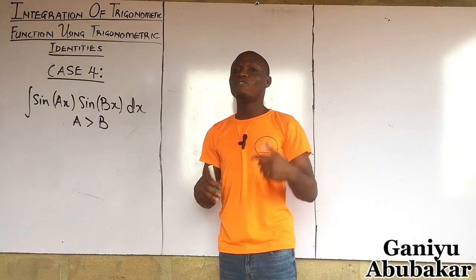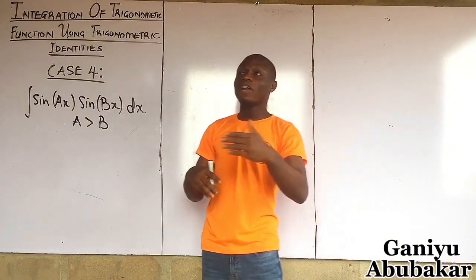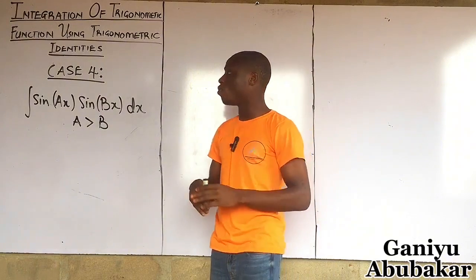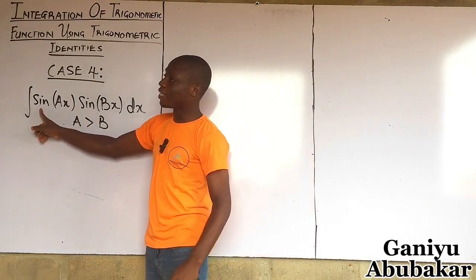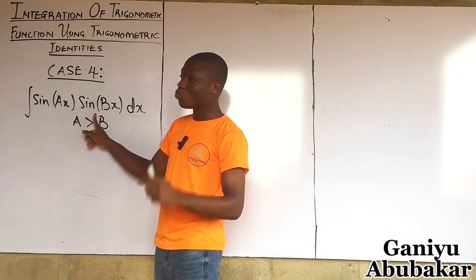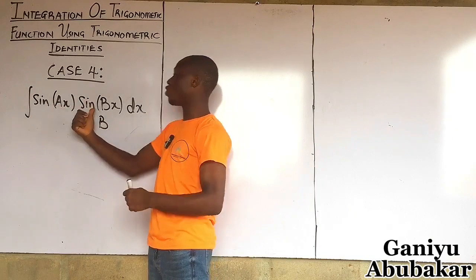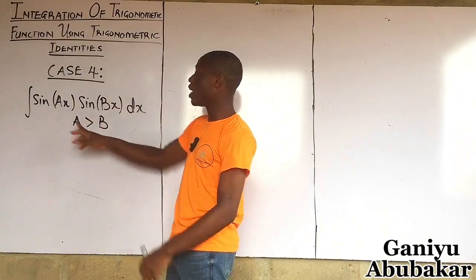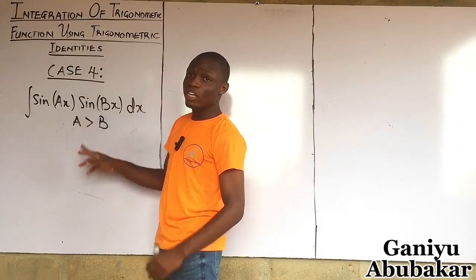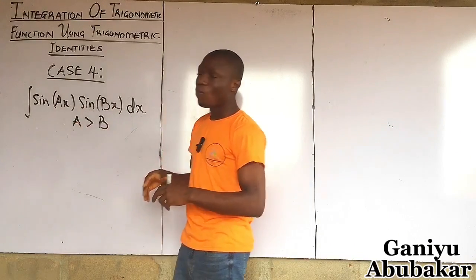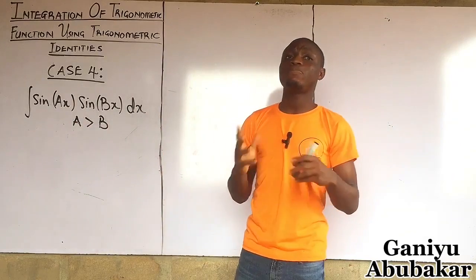If you recall from our last class, case 1 was sine and cos. Case 2 was cos and sine. Case 3 was cos and cos, and case 4 is now sine and sine. So for sine and sine, what is the mathematical expression?